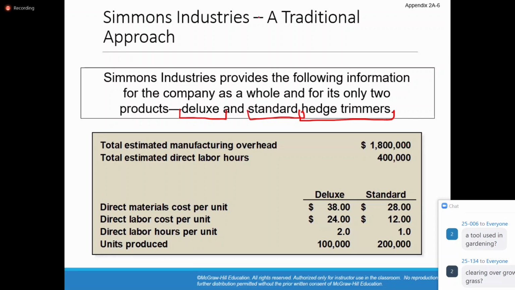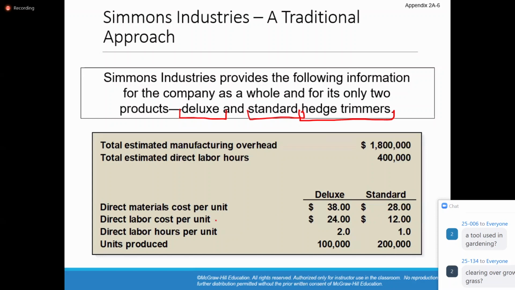Okay. So total estimated manufacturing overhead cost is 1.8 million. Total estimated direct labor hours is 400,000. Okay. So for each category of product, we are given the information in two groups. For deluxe and for standard, we see that direct materials per unit for deluxe is $38. For standard, it is $28. And direct labor cost per unit of deluxe product is $24. And for standard product, I mean standard hedge trimmer, it is $12.